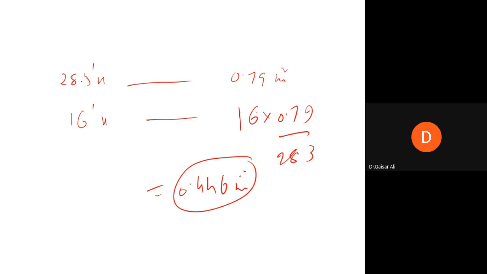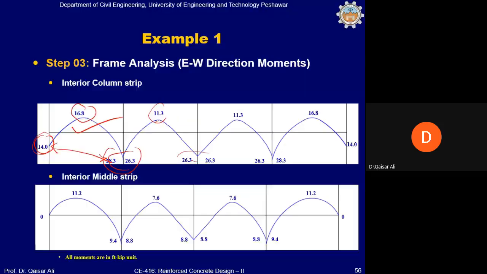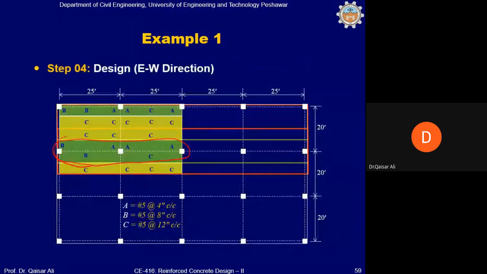Similarly, for all other bending moments, you can use this unit rule, find out the area of steel using number 5 bar, and find out the spacing. You can complete this design along both the directions, and finally you can compare your outcome with our design, which we have presented in this figure.